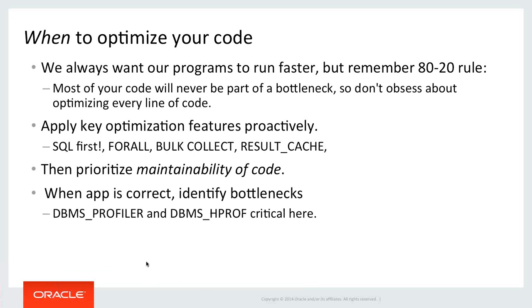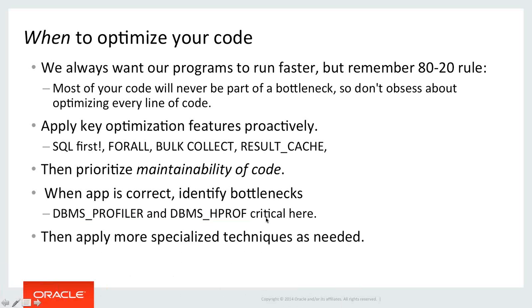Then, once your application is correct, it meets user requirements, then what you want to do is identify performance bottlenecks. Where is it running slowly? And to do that, you might take advantage of two different profiler packages from Oracle, DBMS Profiler and DBMS HProf. DBMS Profiler, available prior to 12c, gives you the ability to analyze the performance of each individual line of code. DBMS HProf, actually introduced in 11g, is called the hierarchical profiler, and that allows you to much more easily identify the sub-program units as a whole that are the bottlenecks. Once you identify those programs, then you can dive into applying more specialized optimization techniques as needed.